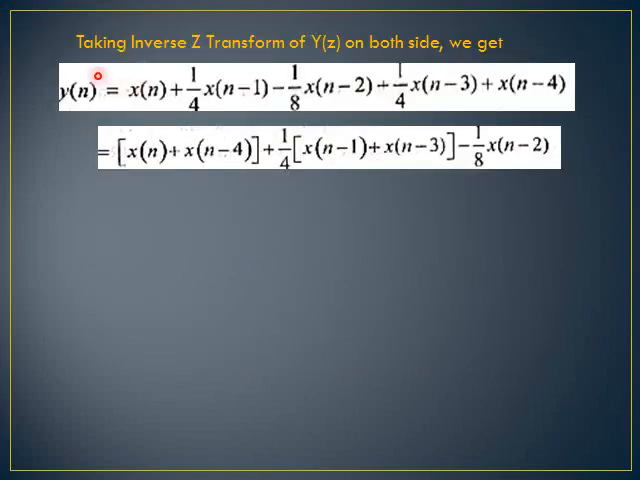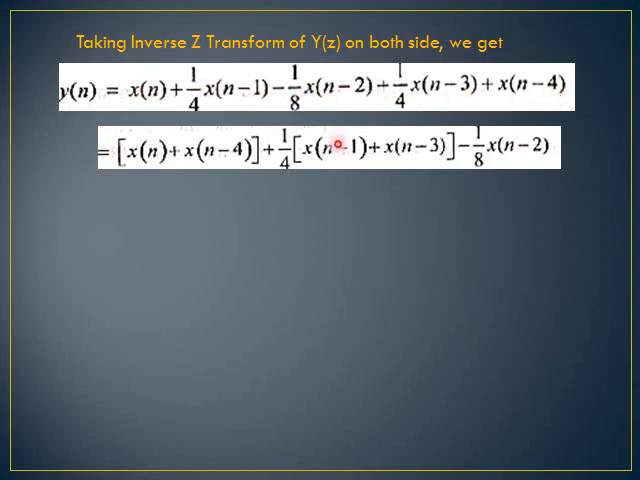Now, again we need to take the inverse z transform of Y of z. So we get y of n equal to x of n plus 1 by 4 x of n minus 1 minus 1 by 8 x of n minus 2 plus 1 by 4 x of n minus 3 plus x of n minus 4. Now we need to arrange the equation in this form. We need to look at the coefficients of each of x of n, n minus 1, n minus 2, n minus 3, n minus 4 and combine together.